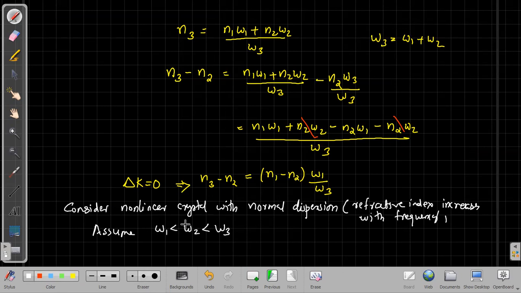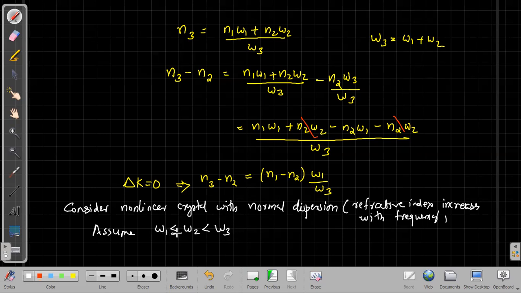The assumption is only in the first condition. The third condition is always correct. The second condition is always correct. That is, omega 3 must be greater than both omega 1 and omega 2, because omega 3 is omega 1 plus omega 2. Now, in case of second harmonic generation, omega 1 and omega 2 may be equal. So we can write this as omega 1 less than or equal to omega 2 less than omega 3. So this is the case.